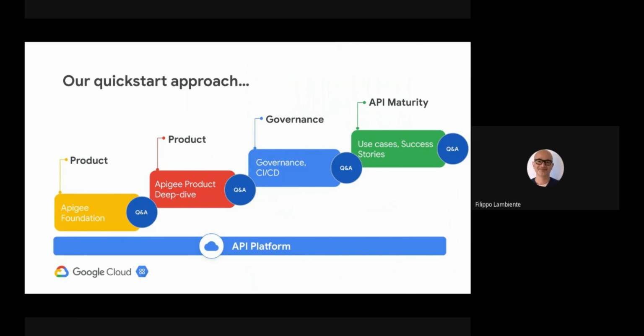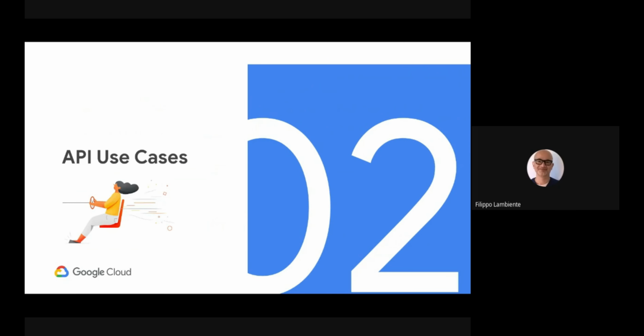The first session was about the product, the foundation. Then in the following session we discussed more in depth the security, how to expose the proxy. The last session was about governance and CI/CD, and we decided to keep for the end of this program a session that will showcase and discuss use cases and success stories. Without further ado, let's dig in.